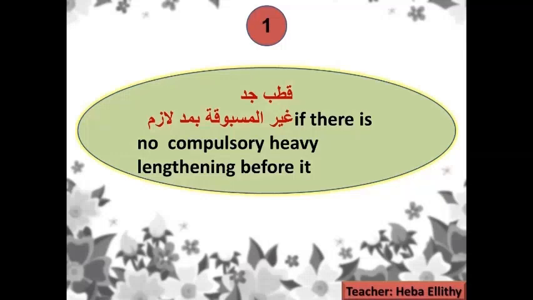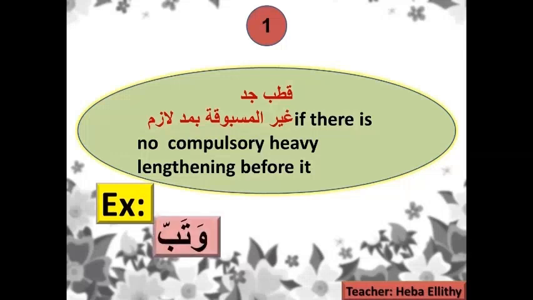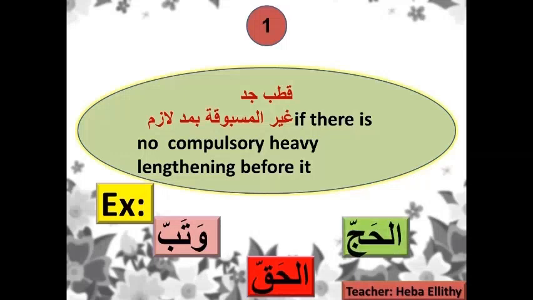قطب جد letters, if there is no مد لازم, compulsory heavy lengthening, before it. Like what? Example, وتب. We don't make nabr here. وتب. الحق. الحج. We don't make any nabr here. We don't say الحق, we don't say وتب. This is wrong. Okay? Why don't we do that?